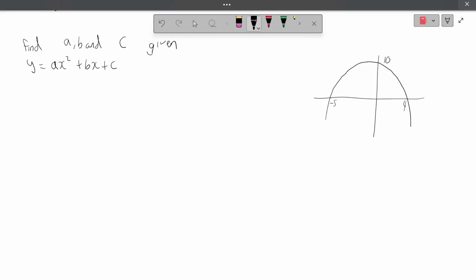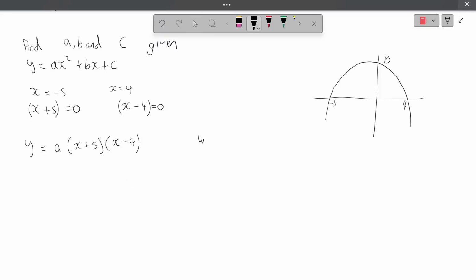So let's have a little look at this next one. This is basically the same sort of thing, but we have it upside down, which means that a at some point will be negative, but we're just going to have basically x equals minus 5 and x equals 4. That means that x plus 5 equals 0, or x minus 4 equals 0. So that's our two brackets. So you have y equals a, bracket x plus 5, x minus 4.